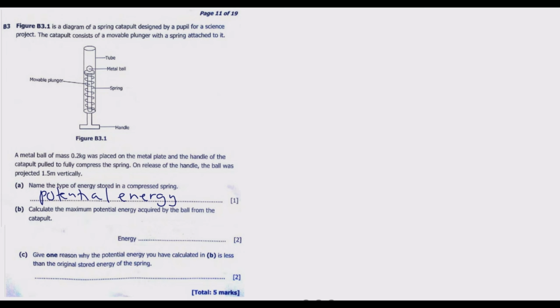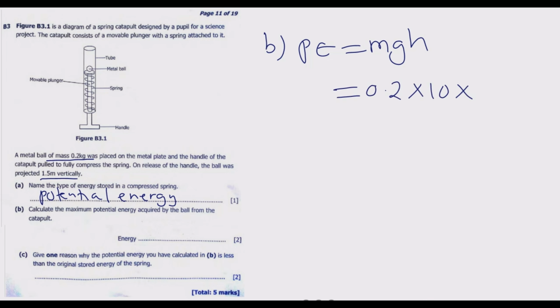So B, potential energy is given by mass times gravity times height. What's the mass? The mass of the ball is 0.2 kg. The gravity is 10 newtons per kg. The height is 1.5. So we say 0.2 multiplied by 10, then multiplied by 1.5.